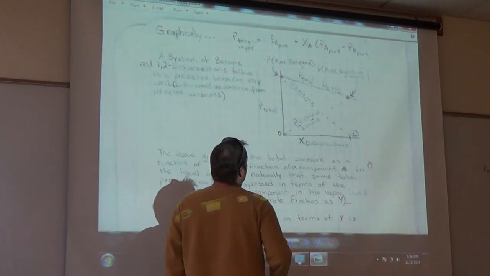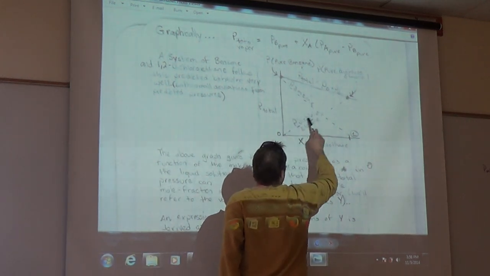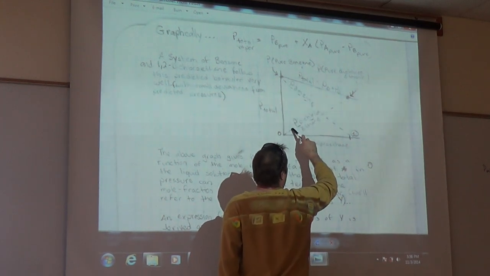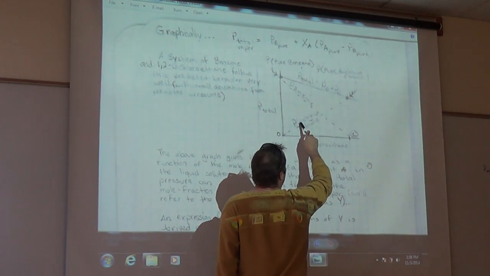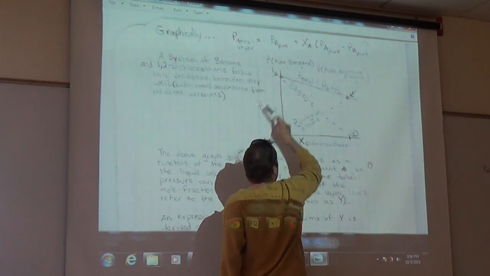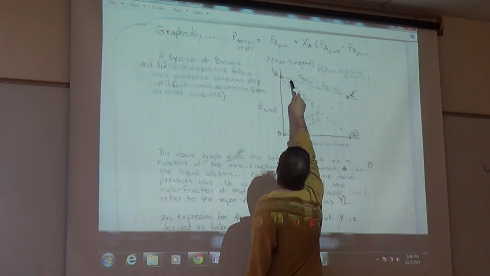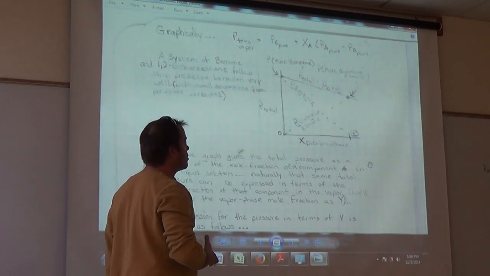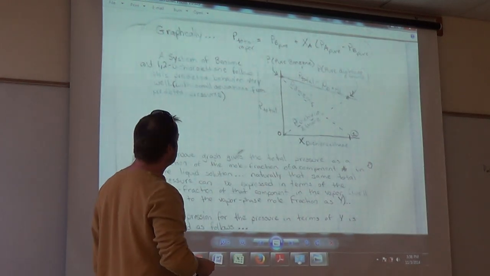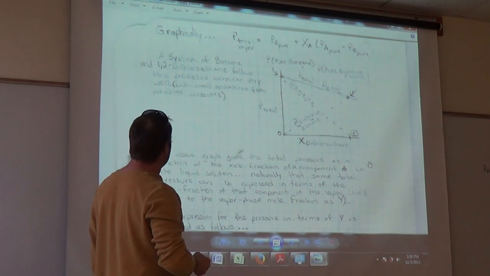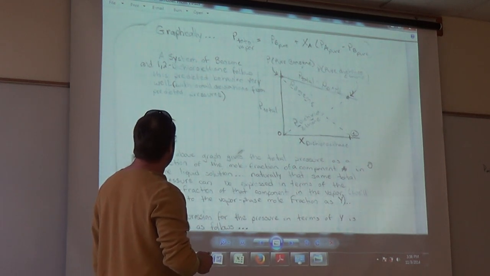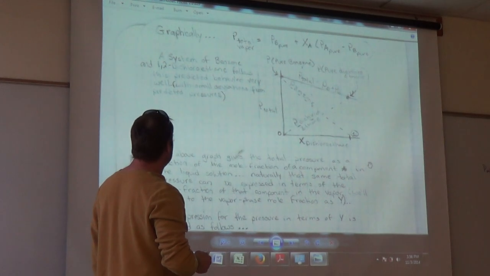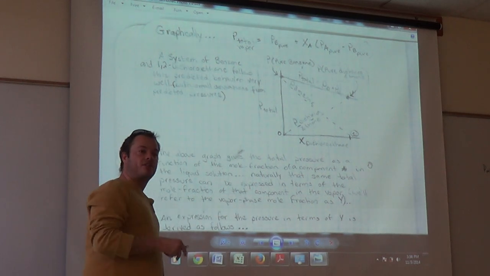And notice that these two lines that make an X express the partial pressures of each component, and the total pressure is simply the sum of the two partial pressures. And we get that linear relationship that's predicted by our little mathematical expression there for the total pressure, right? That is the pressure as a function of the mole fraction in a two-component solution that behaves ideally.